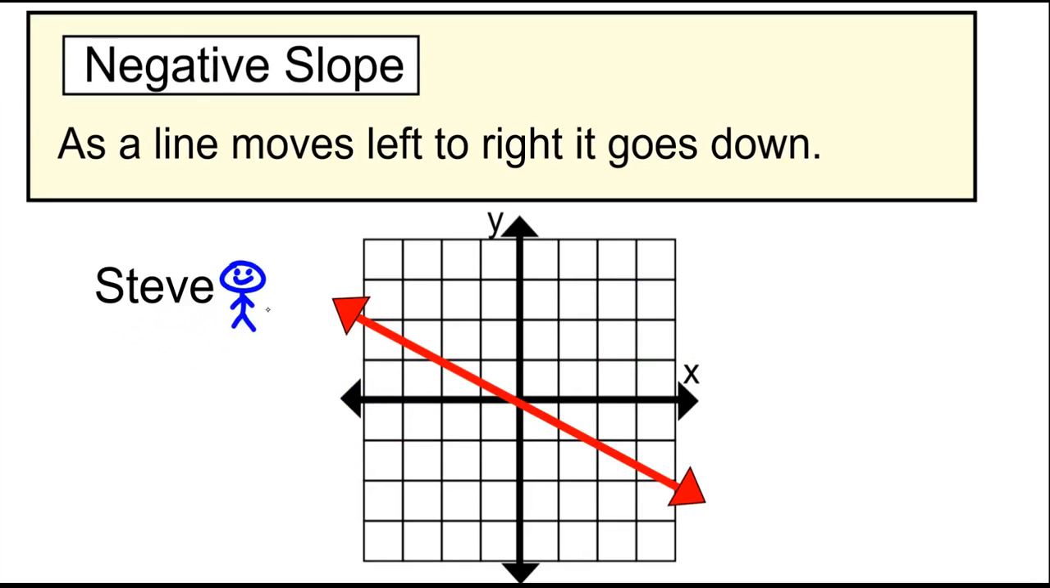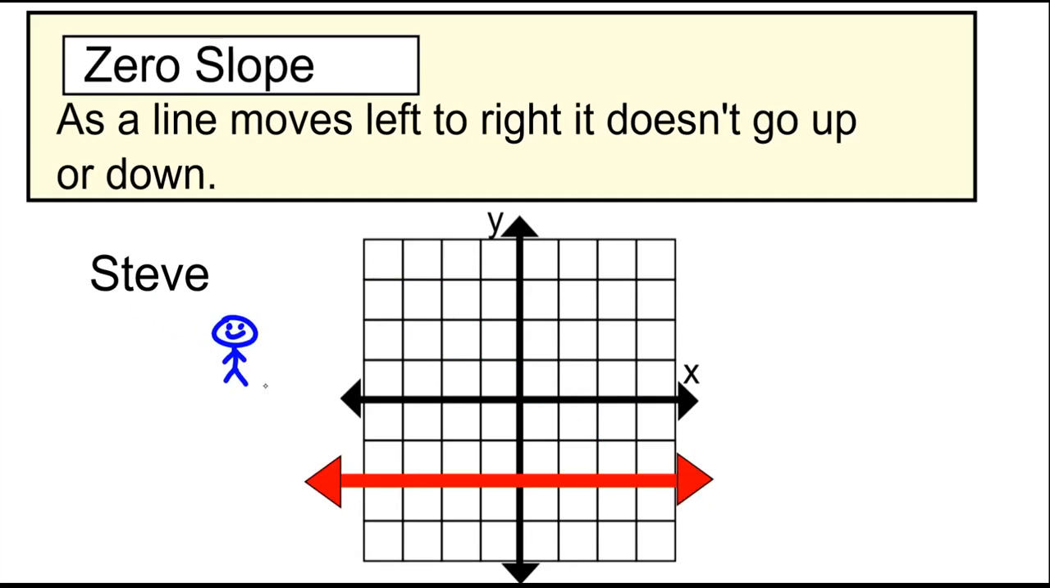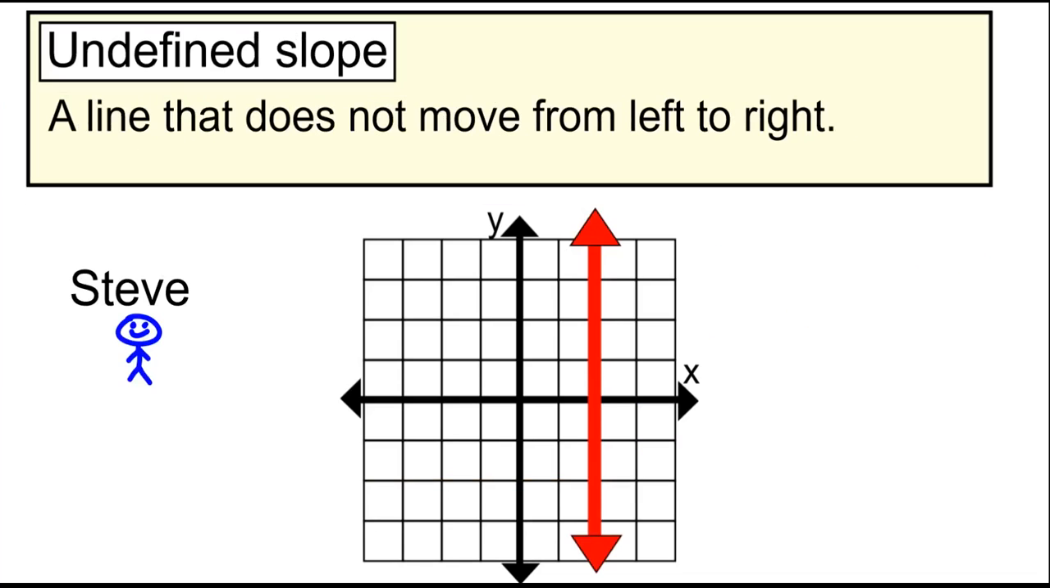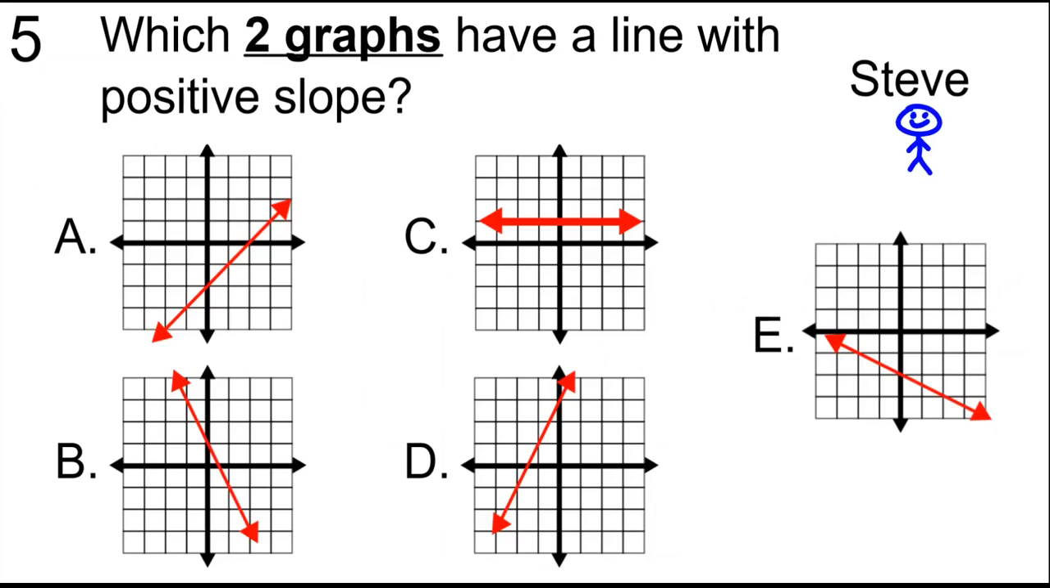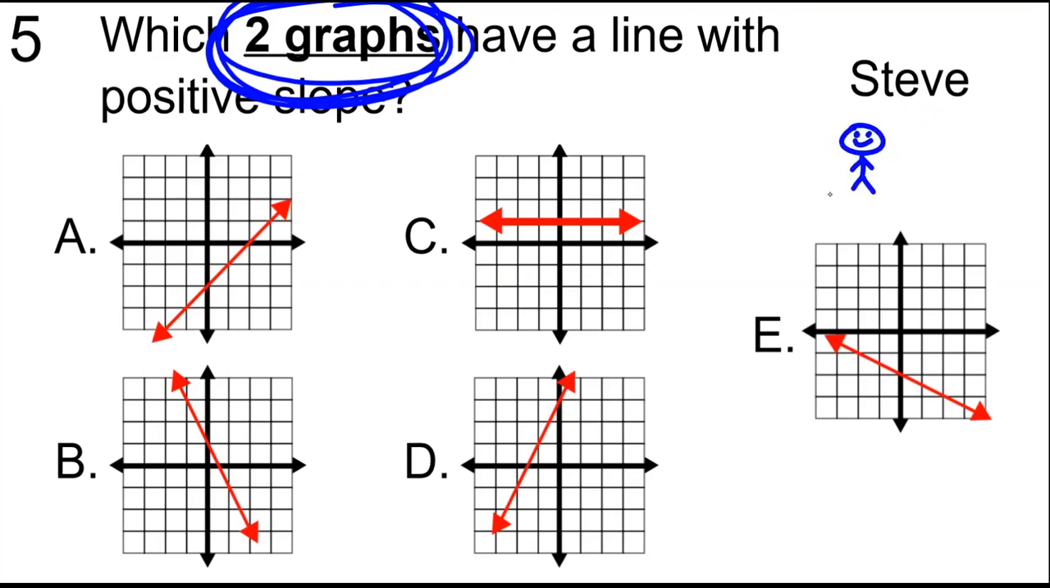Once again, let's use Steve to describe negative slope. As a line moves from left to right, if Steve were to go downhill, the line would have negative slope. If we were to talk about zero slope and move Steve across the line from left to right, it doesn't go up or down. This line has a slope of 0. In a vertical line like this, it does not move from left to right. It only goes up and down. This slope is undefined. Number 5, which 2 graphs have a line with positive slope? Let's use Steve to help us out.